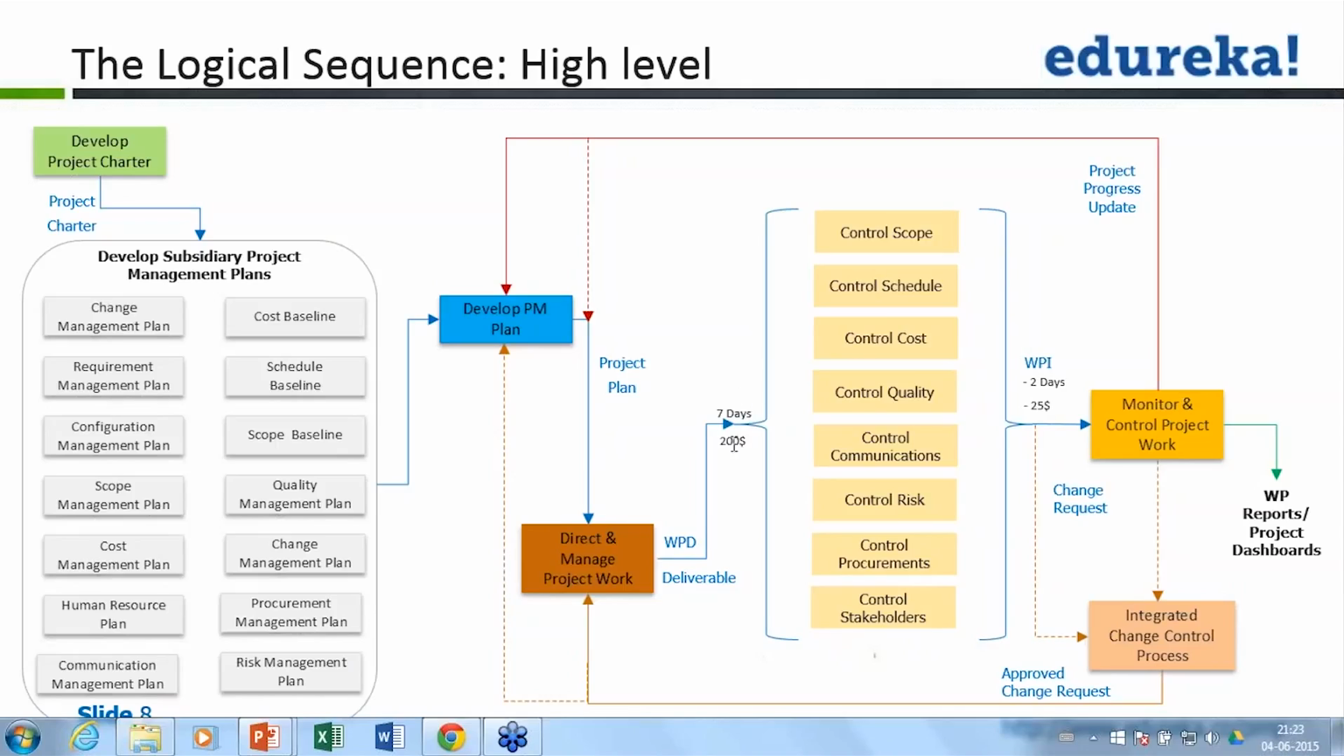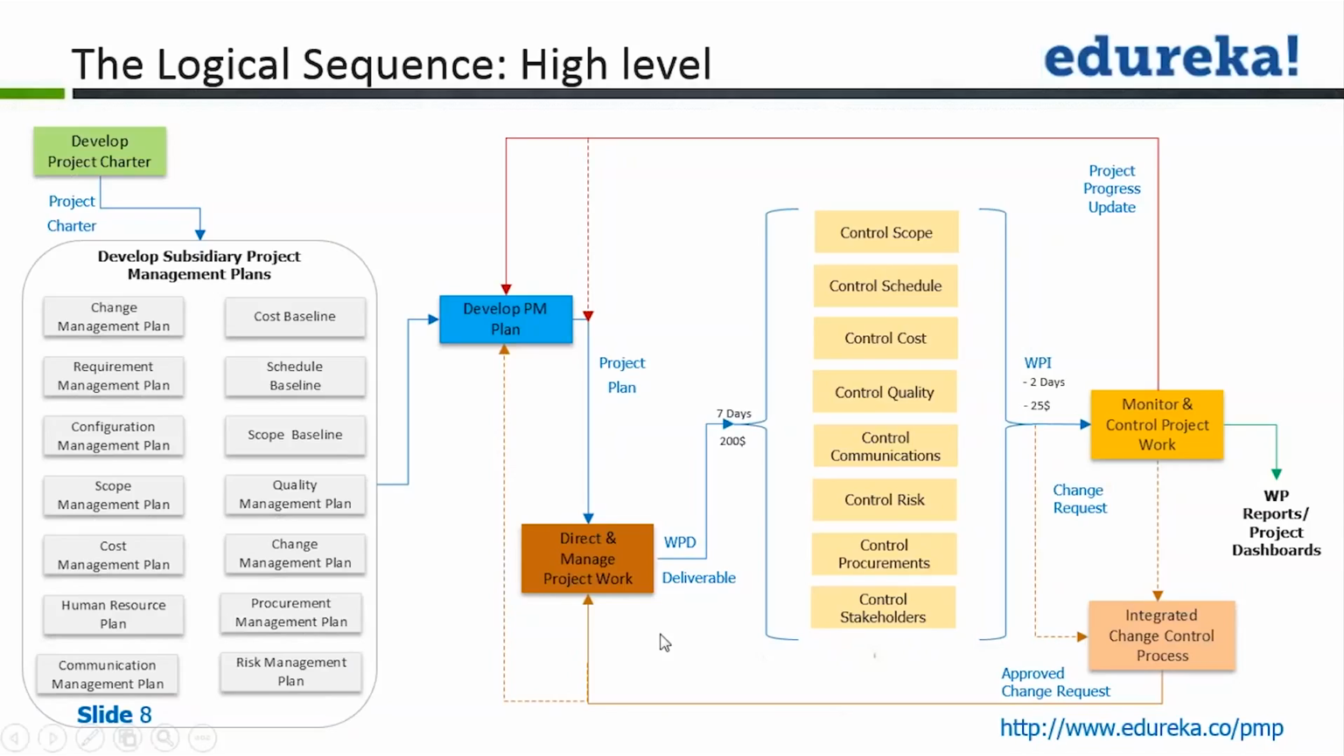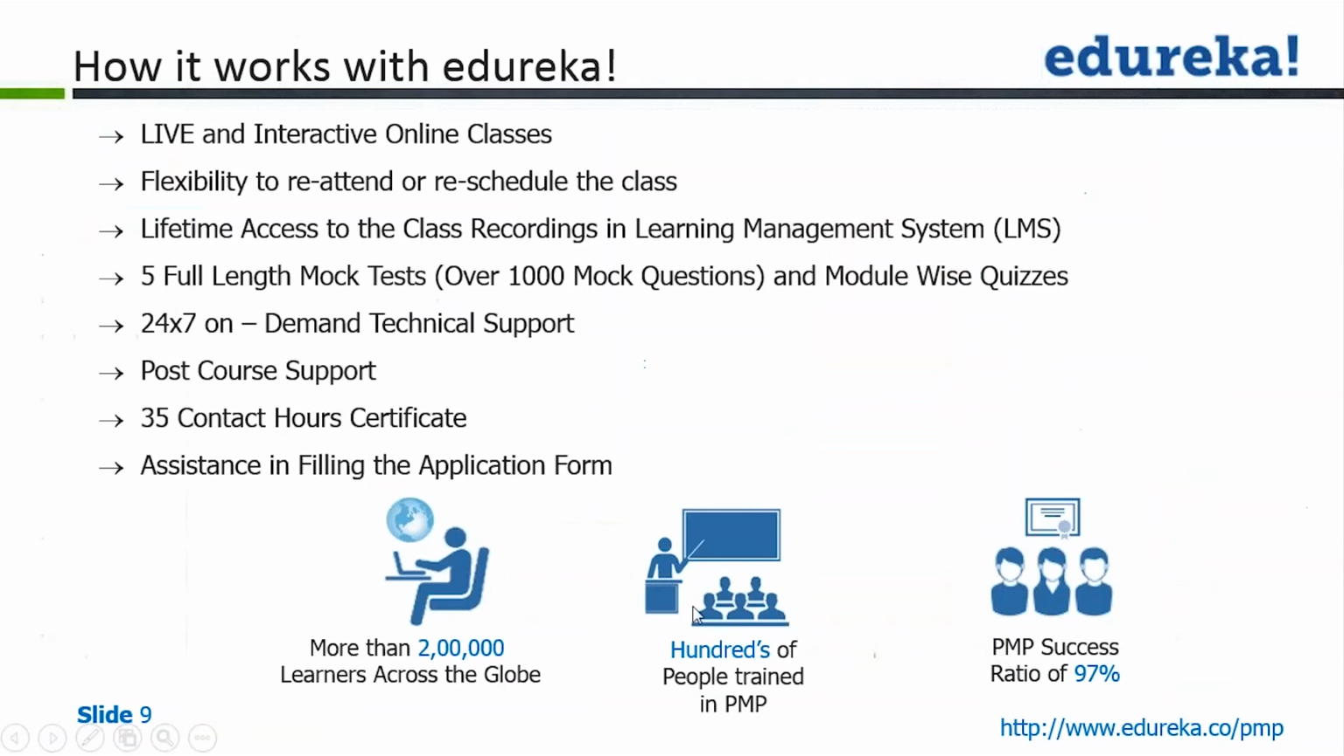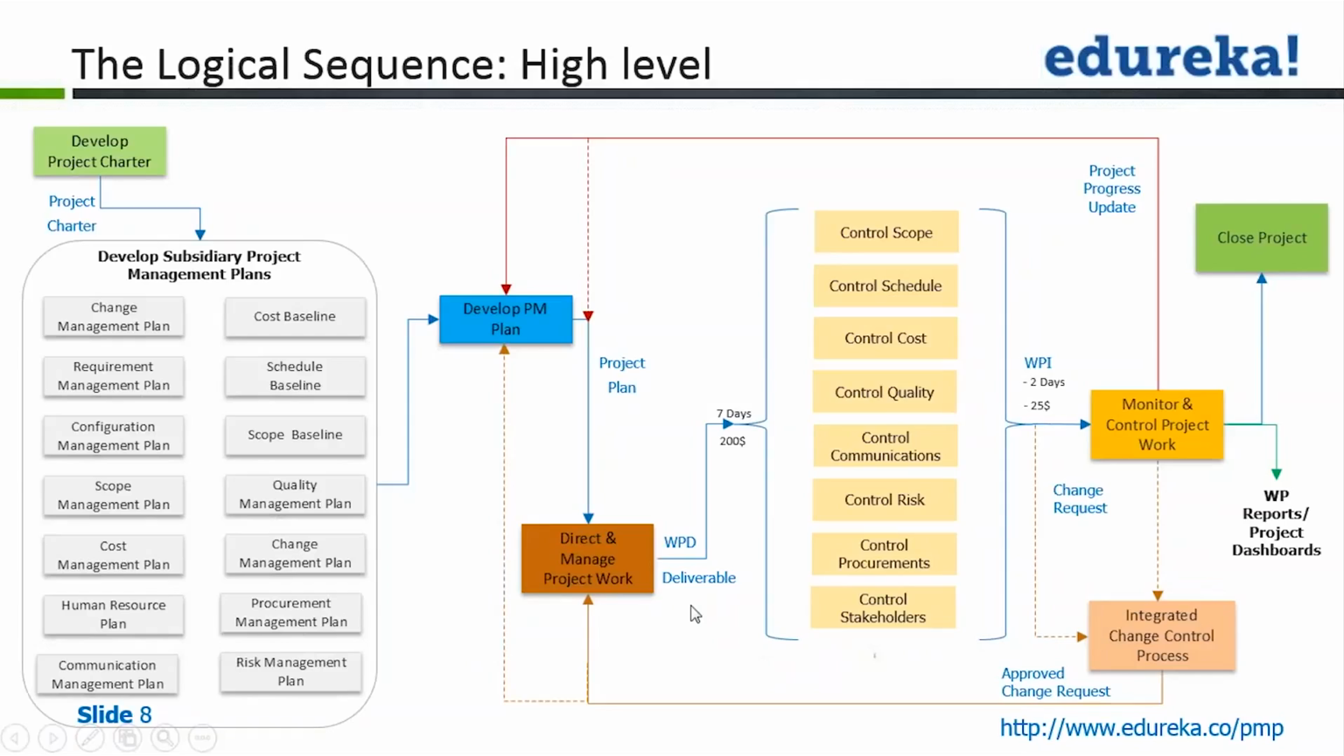And once, as I told you, all the deliverables are completed, the project will move into the last process, which is the close project or phase process. Close project or phase is a process where the project manager along with the key stakeholders and the customer will review whether the objective for which the project was undertaken is achieved or not. All the deliverables that were there in the scope baseline have been completed and accepted by the customer or not.